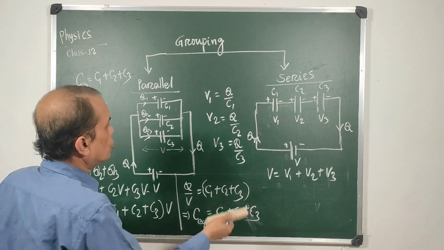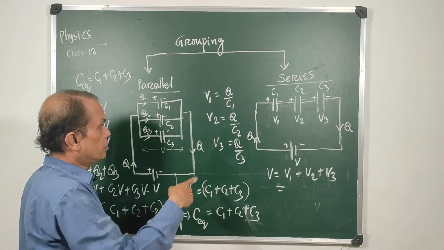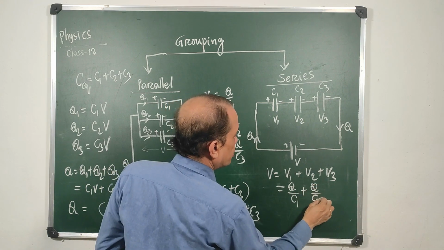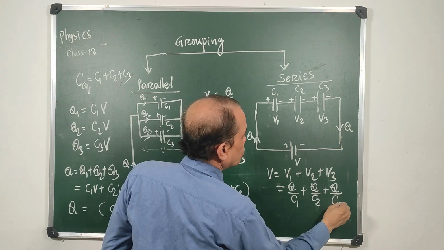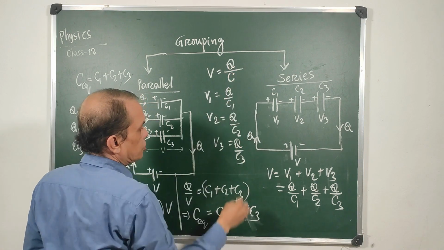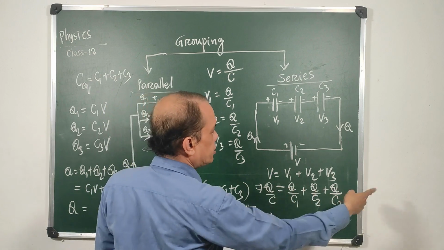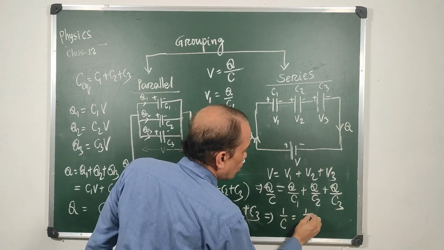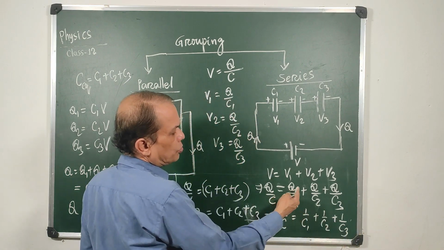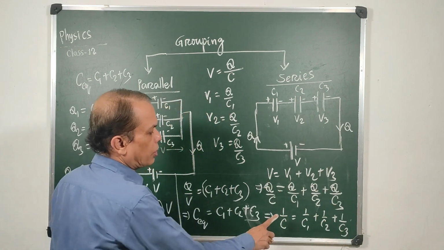But what happens with this one? We put the values of V1, V2 and V3 in case of series combination. We use Q by C1 for V1, Q by C2 for V2, and Q by C3 for V3, and for V in general we can write Q by C. So the LHS can be Q by C. Taking common Q, we can get Q into 1 by C1 plus 1 by C2 plus 1 by C3, and cancel Q from both the sides to get 1 by C is equal to 1 by C1 plus 1 by C2 plus 1 by C3.